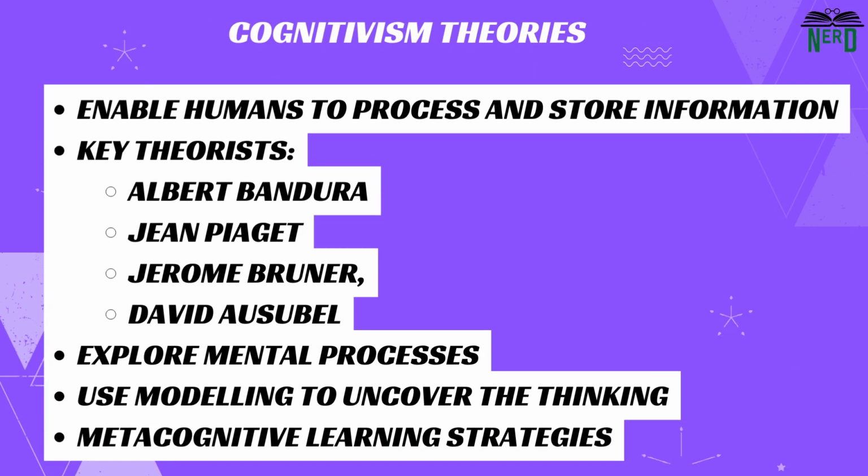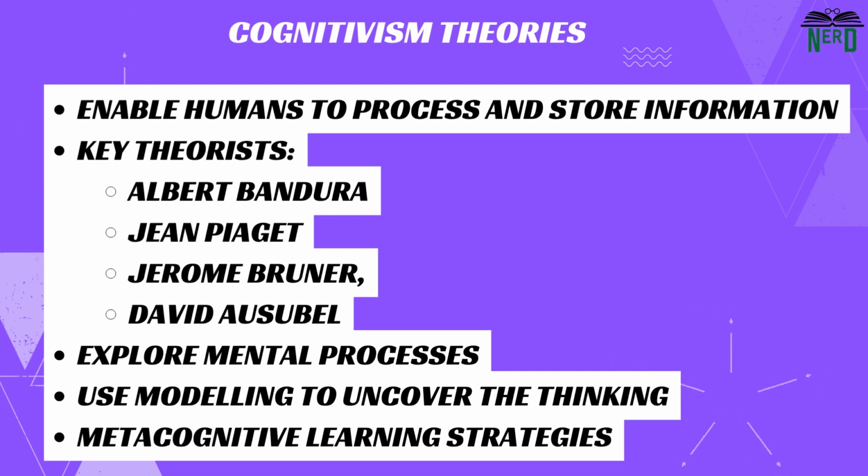Let's discuss cognitivism theories. According to cognitive theory, learning involves acquiring or reorganizing the cognitive structures that enable humans to process and store information. This theory describes how the brain of the learner gains and processes information. Albert Bandura, Jean Piaget, Jerome Bruner, and David Ausubel are the key theorists. It explores mental processes and uses modeling to uncover the thinking behind the expert search.